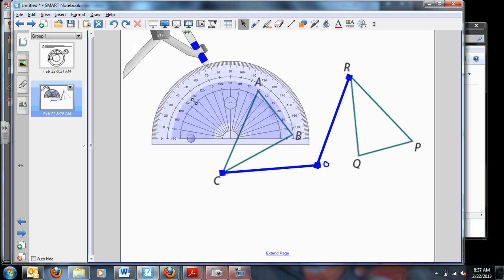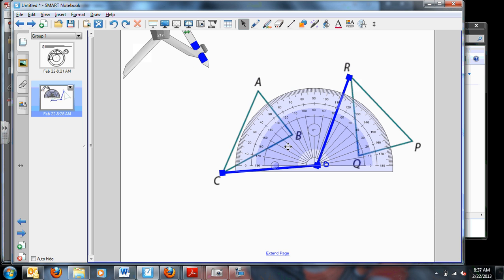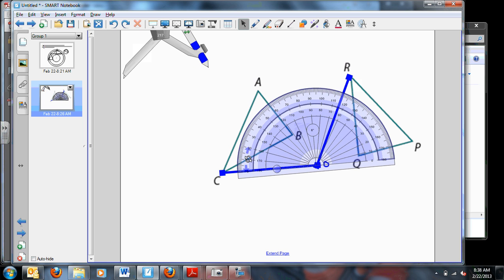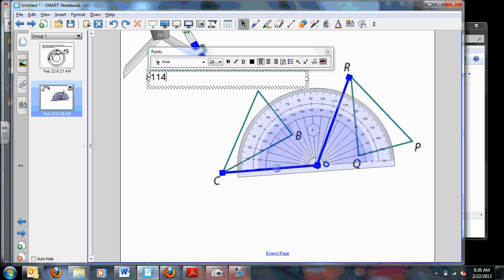So if I grab this, try and line it up nicely here, it looks like my angle is about, for ease I'll go 114. Okay, so we'll say this is 114 degrees total.